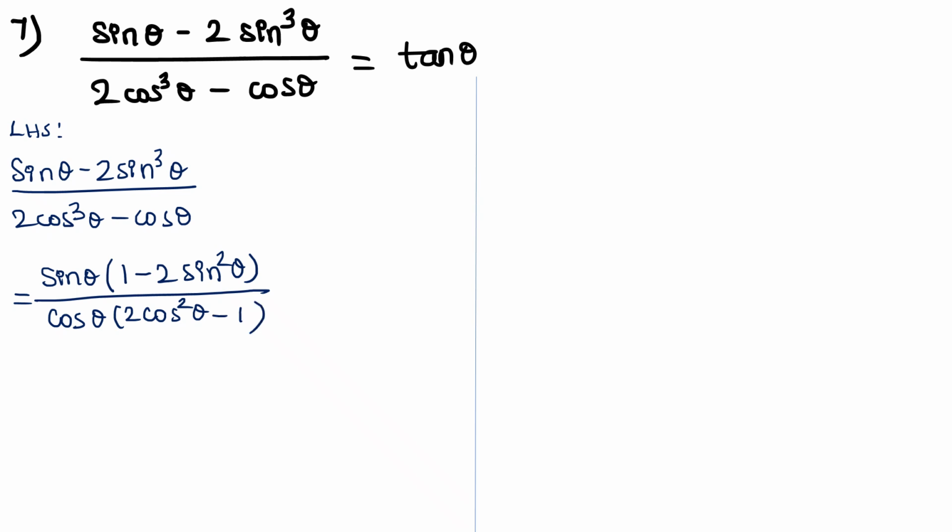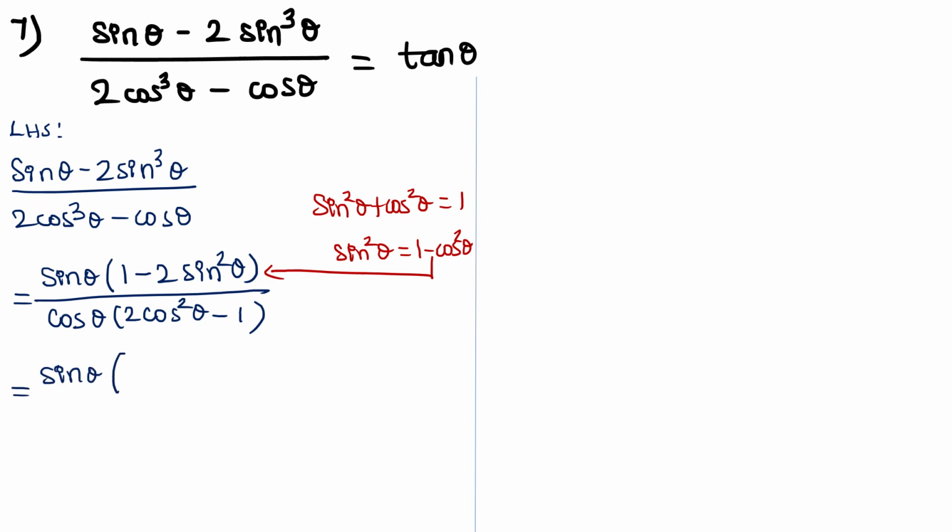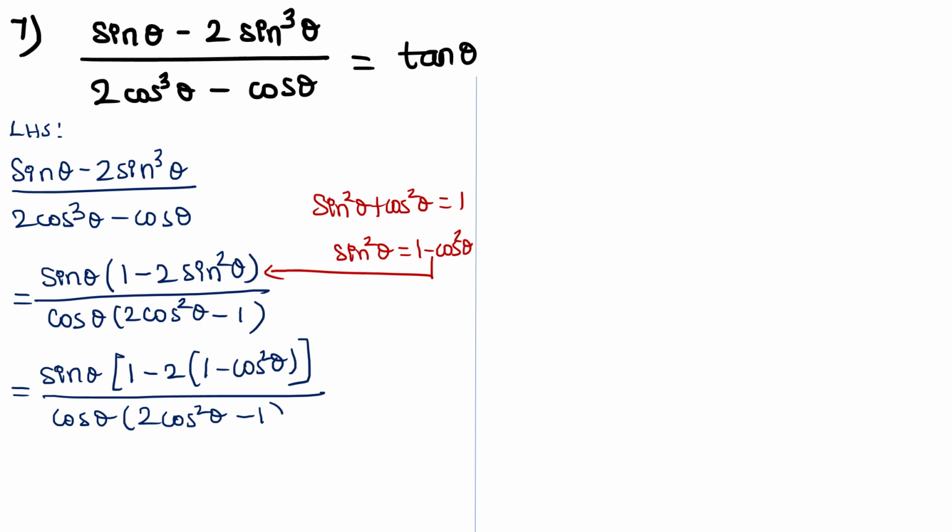So now this sin square theta can be replaced by 1 minus cos square theta, as you know that sin square theta plus cos square theta is equal to 1. So this value only we are going to replace here. 1 minus cos square theta will be replacing sin square theta. So you will be getting sin theta, and inside the bracket 1 minus 2, here you are supposed to place the value inside brackets as we have two terms, that whole divided by cos theta and 2 cos square theta minus 1.